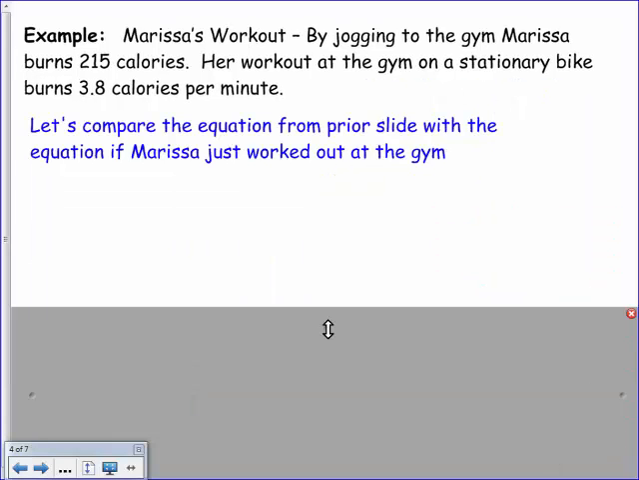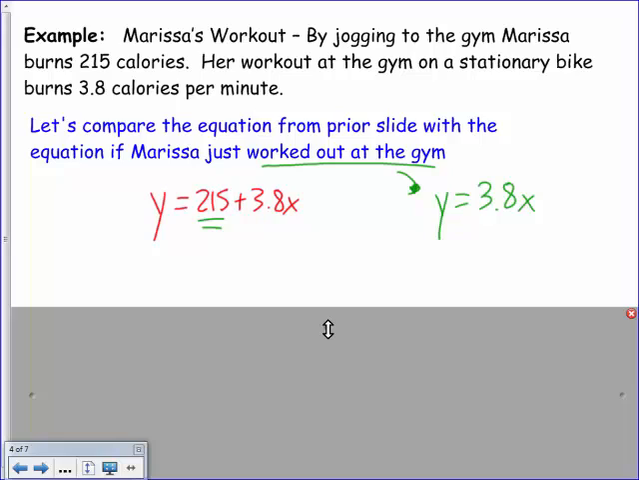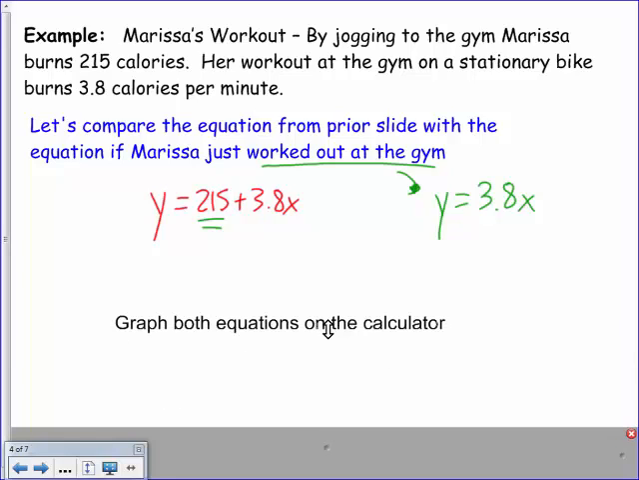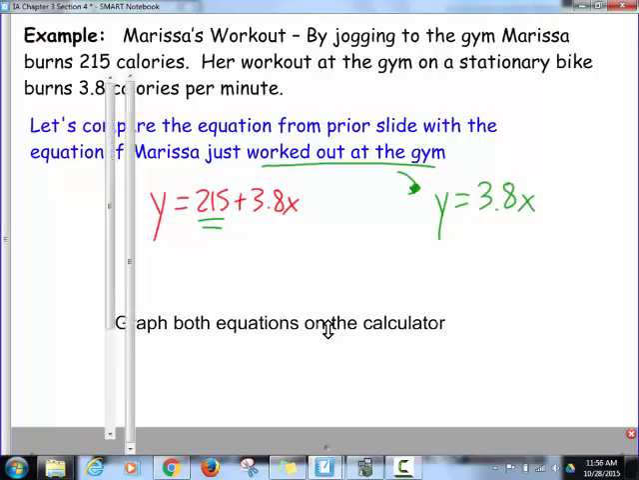So now let's take that equation, that y equals 215 plus 3.8x, and let's compare it with if she just worked out at the gym. So if she just worked out at the gym and didn't run at all, if she didn't jog to the gym, what would her equation be? What would be missing out of this equation? Yeah, the 215 would be gone because she didn't run. So it would just be y equals 3.8x. Okay? Well, let's use our graphing calculators. Let's bust them out here, and let's go ahead and graph these guys.